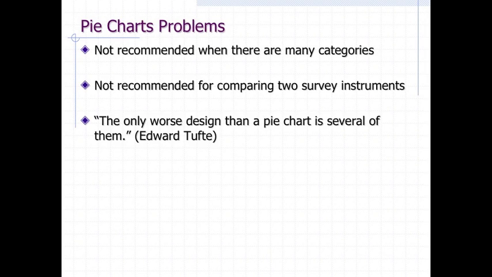Pie charts are effective for displaying the relative frequencies of a small number of categories. They are not recommended, however, when you have a large number of categories. Pie charts can also be confusing when they are used to compare outcomes of two different surveys or experiments. In an influential book on the use of graphs, Edward Tufte asserted, the only worse design than a pie chart is several of them.